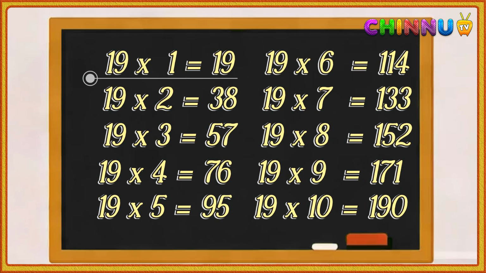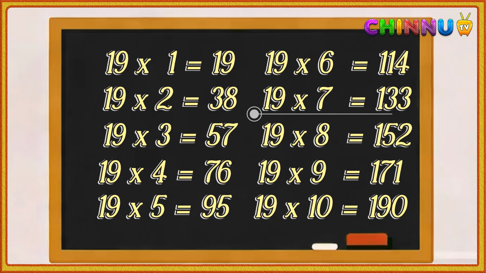19 ones are 19. 19 twos are 38. 19 threes are 57. 19 fours are 76. 19 fives are 95. 19 sixes are 114.